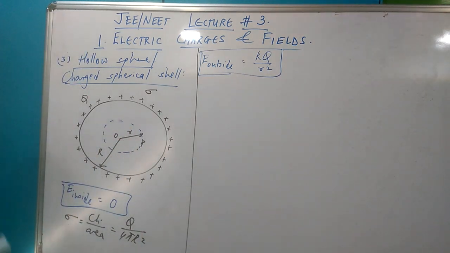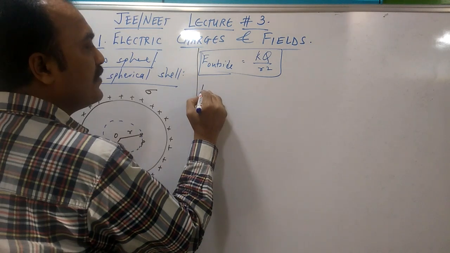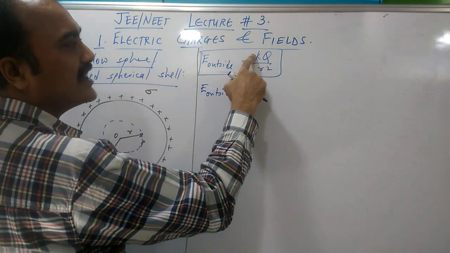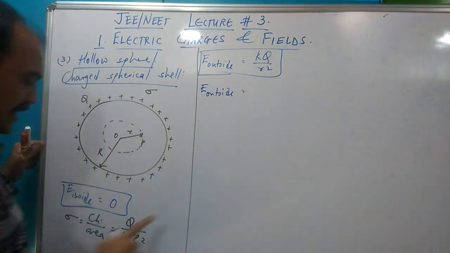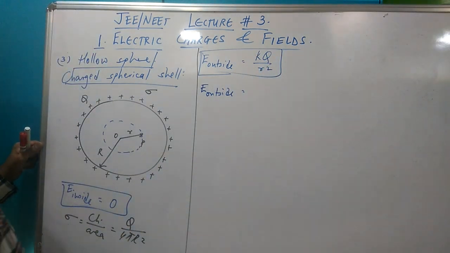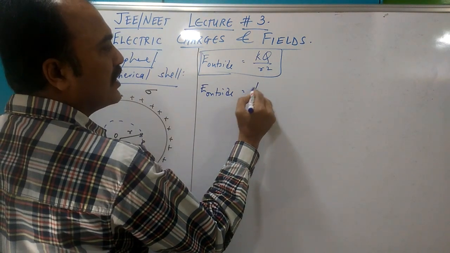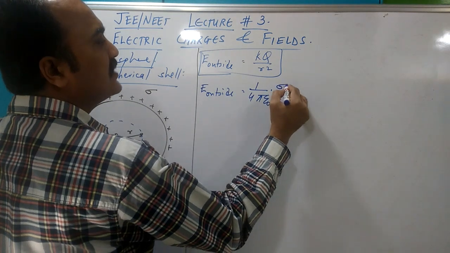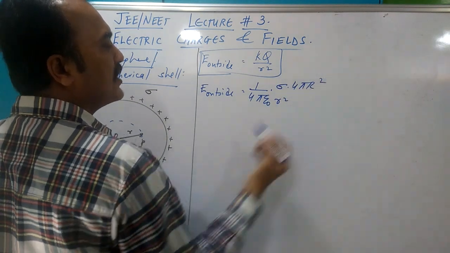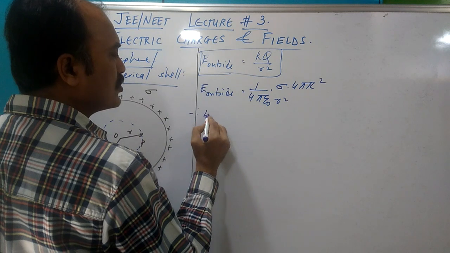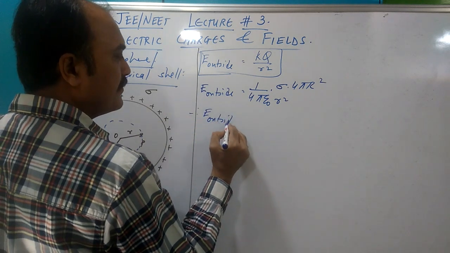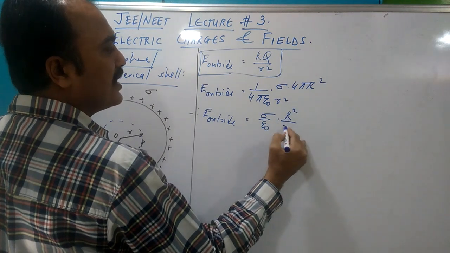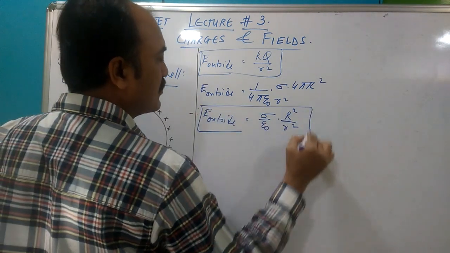So if somebody would want it in terms of sigma, it would be E outside. You can easily put k as 1 by 4 pi epsilon 0, and Q from here is sigma into 4 pi r square. You want me to derive, I'll do that: into sigma into 4 pi r square. You can see 4 pi goes away. So E outside is sigma by epsilon 0 into R square by r square.